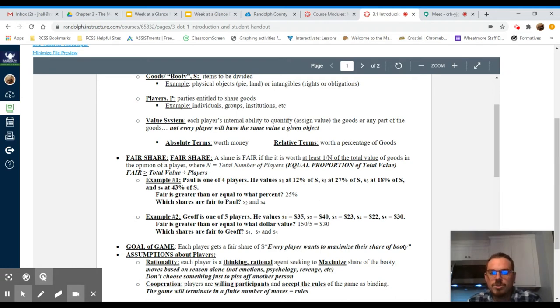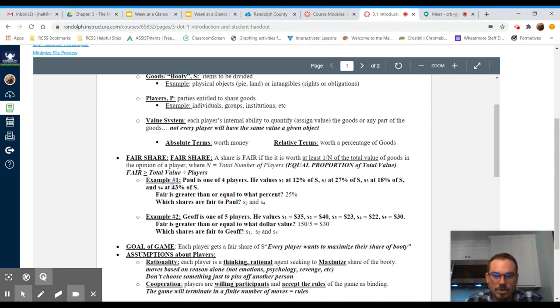So you want to make sure that if you've got more than 1/4, you have fair share. So which shares are fair to Paul as he's looking through here? Who has their fair share? Well, if we look, 25% has to be greater than or equal to that. So player 2 has a share of 27%, right? S2, share 2, player 2 share is 27%.